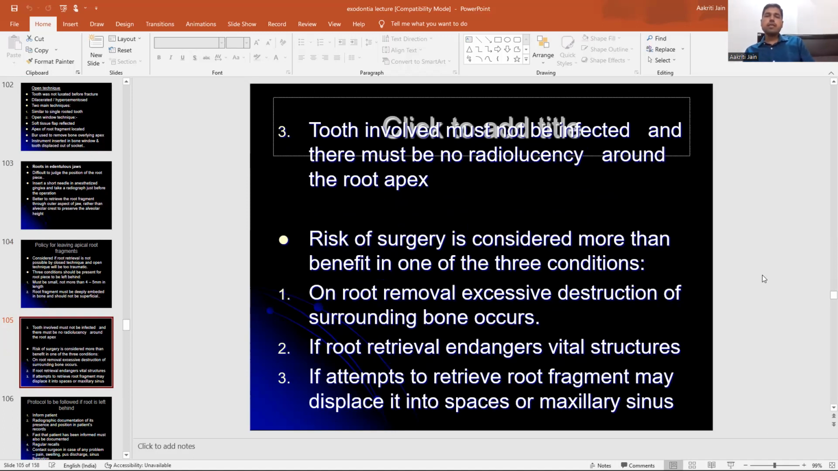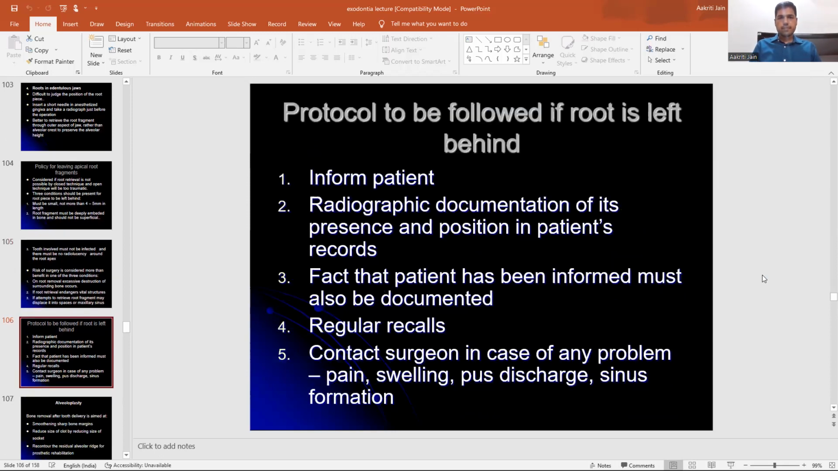Now the risk of surgery is considered more than the benefit in one of three conditions. First, on root removal, excessive destruction of the surrounding bone occurs. Second, if root retrieval endangers vital structures. Third, if an attempt to retrieve root fragments may displace them into spaces or the maxillary sinus.